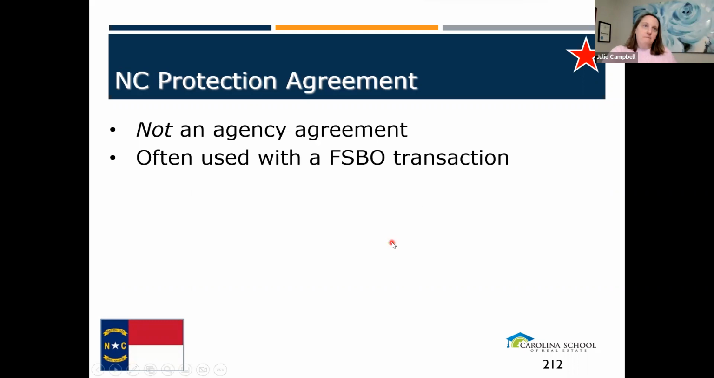There's a couple different types of listing services out there. Generally speaking, most firms are full service brokers, which means we'll offer you the full shebang. We'll market it, we'll put it in MLS, we'll advertise it, we got everything.